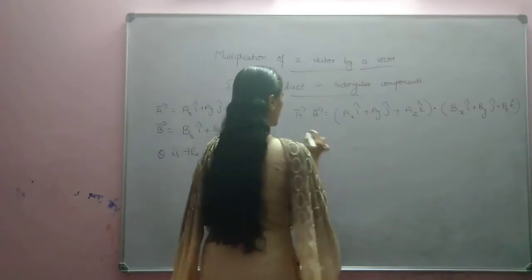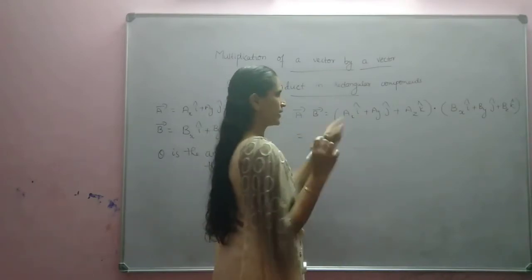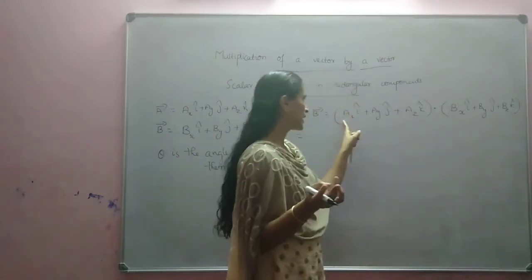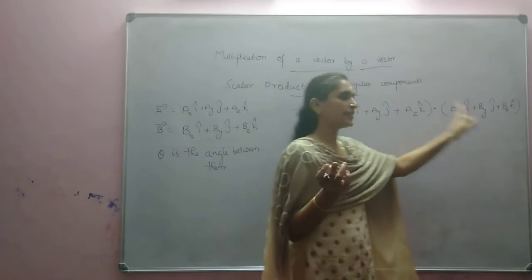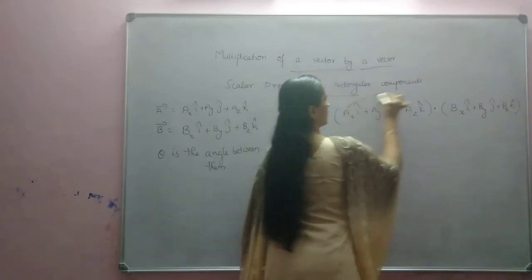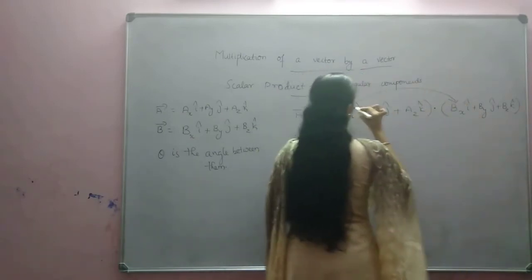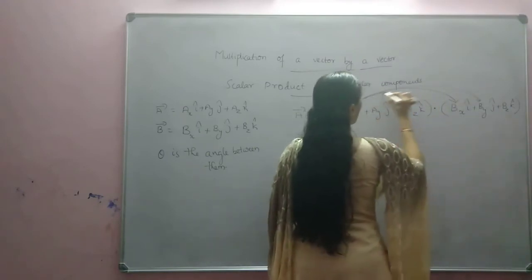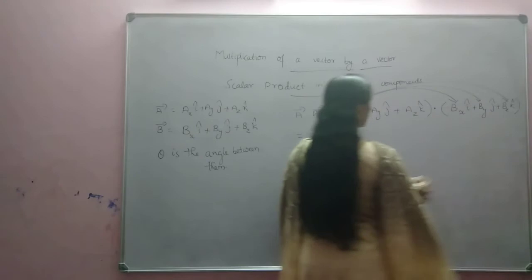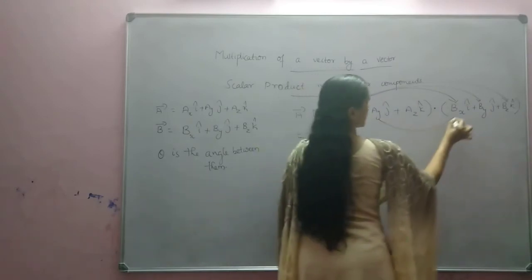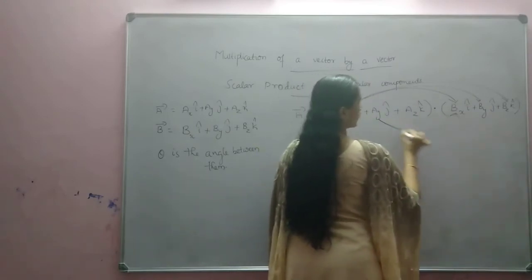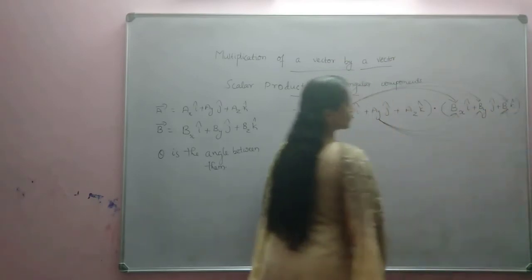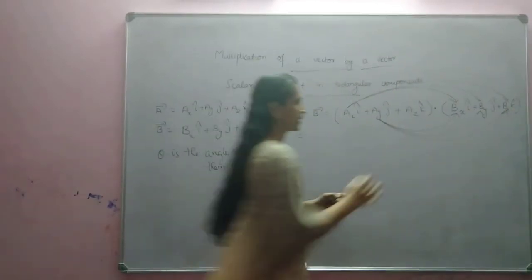So we can write Ax i dot Bx i, normally what we are doing, similarly plus Ax i dot By j. We have to do it like this, no? Ax i dot Bx i, then Ax i dot By j, again Ax i dot Bz k, again we have to do Ay j dot Bx i, no? And the last one also, the same way we have to do. Here also like this.